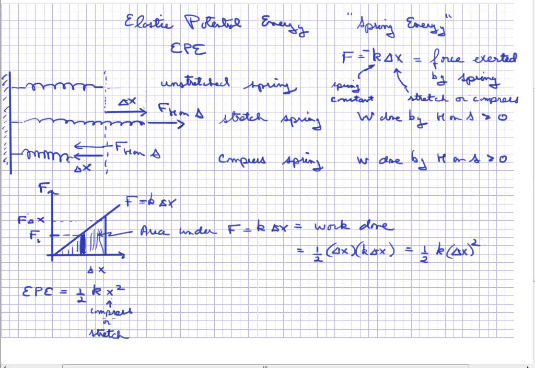So far we've talked about kinetic energy, the energy of motion, gravitational potential energy, which is the energy of being in a gravitational field, and then elastic potential energy, which is the energy stored in a spring system.